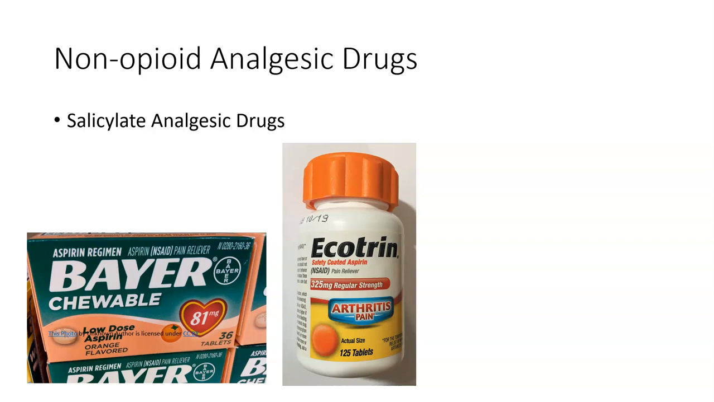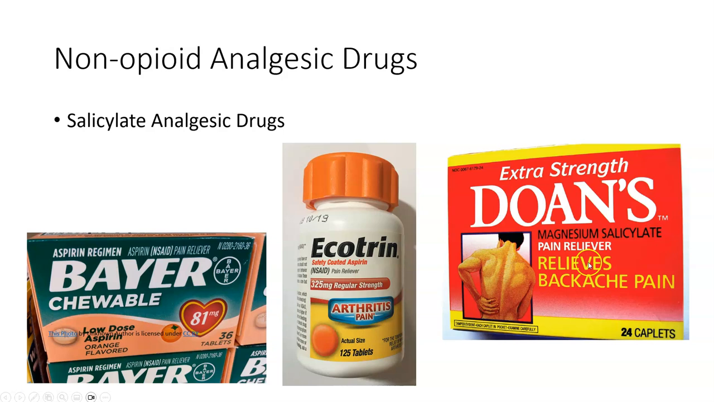So here are two images of aspirin. We have the Bayer aspirin, low dose. This is an 81 milligram. Many people will take this for heart health. And then Ecotrin, it's enteric-coated aspirin. And this one's going to help protect the stomach. Another salicylate drug is magnesium salicylate. Magnesium salicylate targets muscles much better, and DOMS, these are backache tablets, are very effective at helping relieve backache pain.